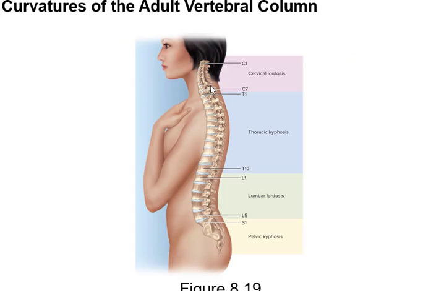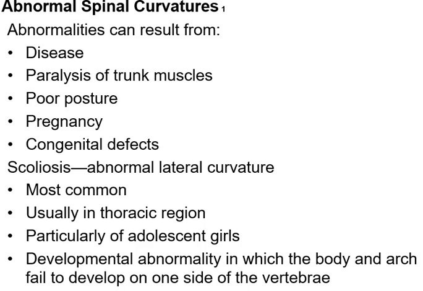So here's what this normally looks like. You normally have lordosis right there, and you normally have lordosis right there, and you have the kyphosis like that, and the kyphosis like that. So that's normal. She's okay.